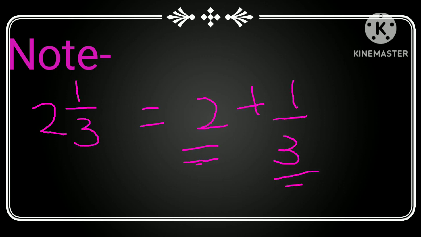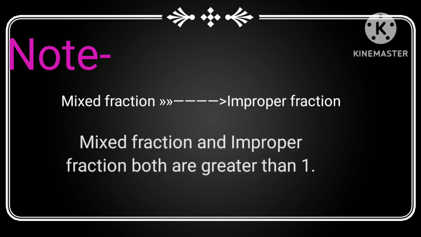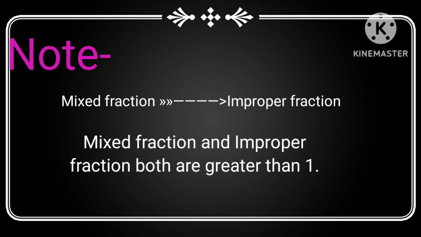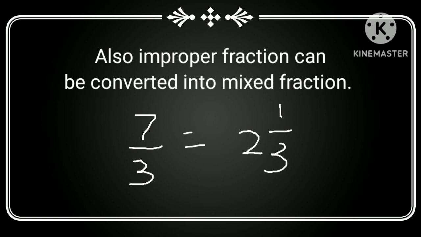As per the definition, mixed fraction is combination of an integer and a fraction. From that definition, we conclude that mixed fraction will always be greater than 1. And since mixed fraction can be converted into improper fraction, so mixed fraction and improper fraction both are greater than 1. Also, improper fraction can be converted into mixed fraction, means 7 by 3 can be converted into 2 ratio 1 by 3. Let's see how.